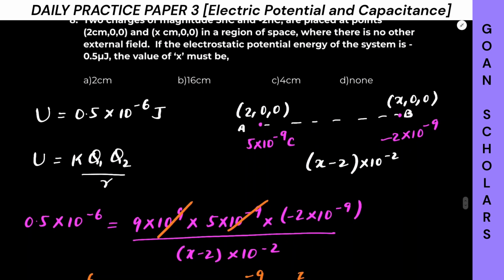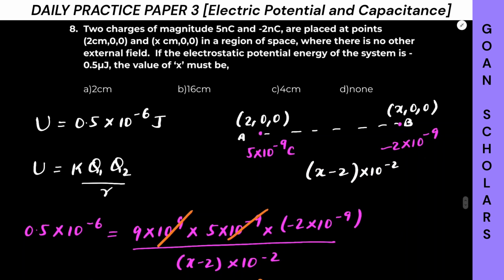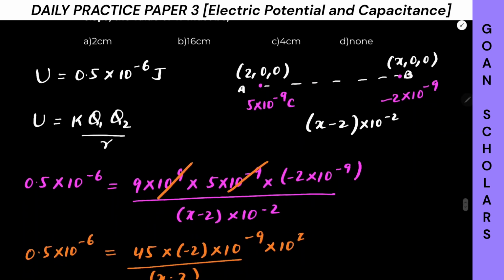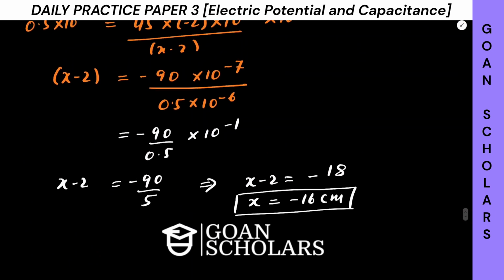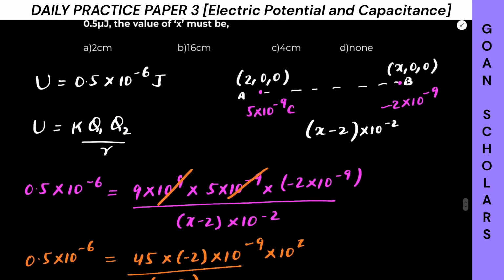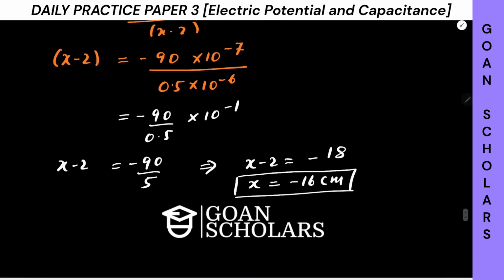So maybe they have taken the magnitude. Even 2 minus x is possible. Okay, the gap between them. Maybe the 5 nanocoulomb charge is placed on the other side. So minus 16 is, I think, okay, we'll go for none here. The correct answer here is option D, none, because the magnitude is coming negative.